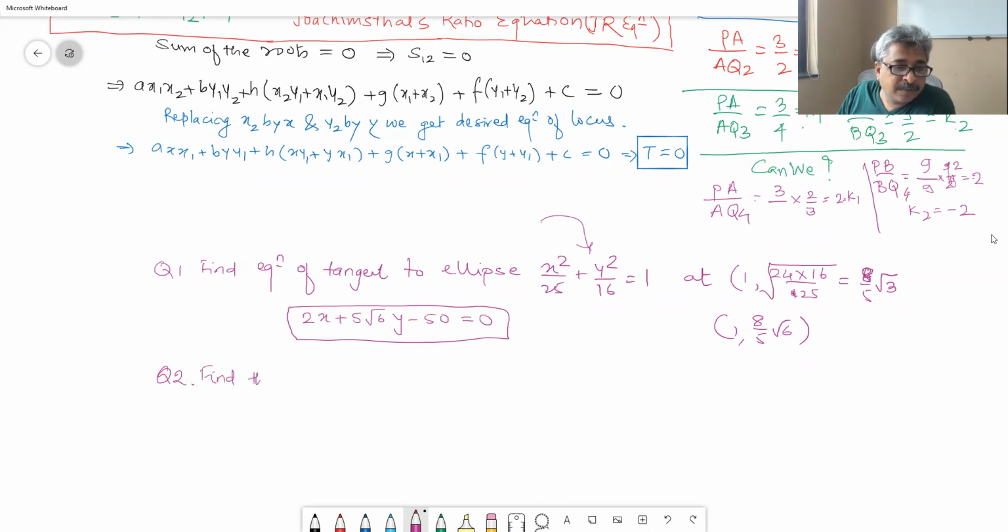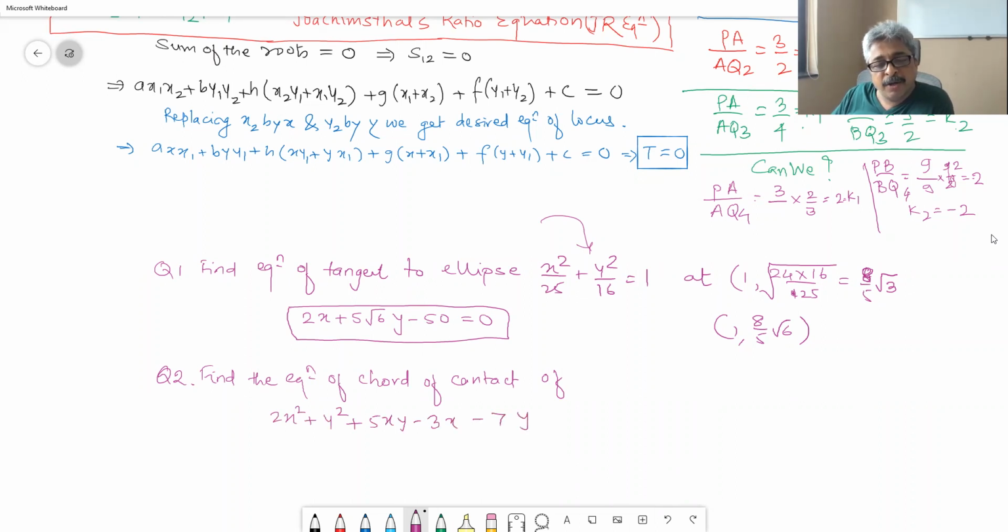Question 2. Find the equation of chord of contact of 2x square plus y square plus 5xy minus 3x minus 7y plus 14 is equal to 0 from the point minus 1, 3.